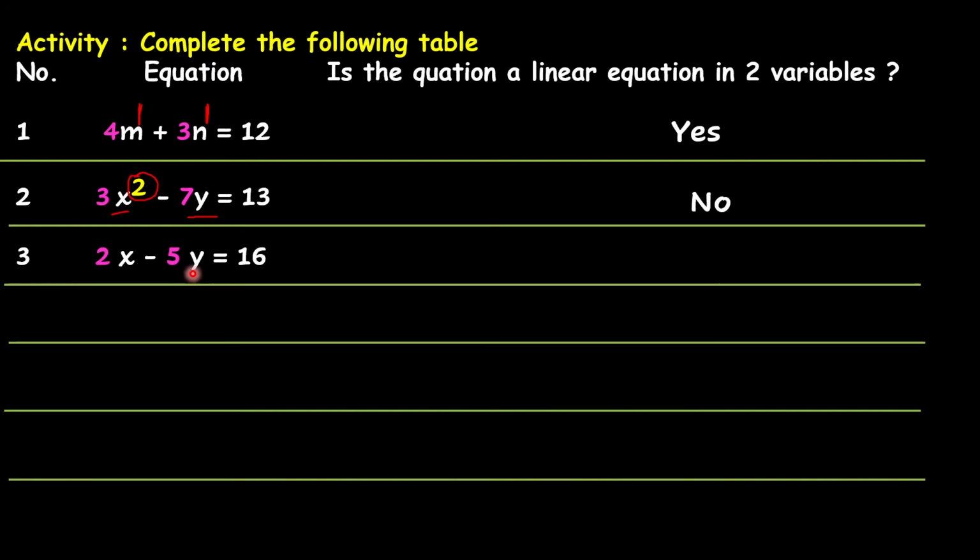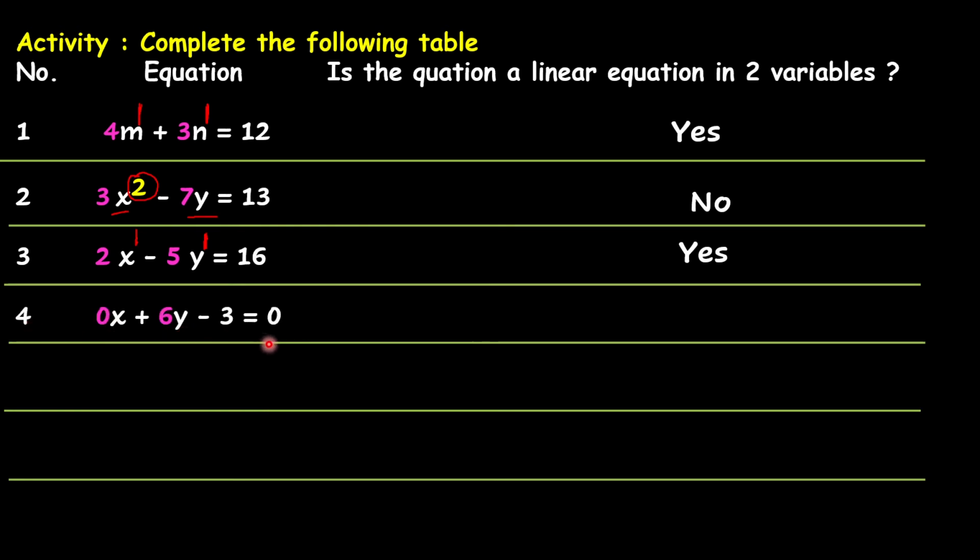Third equation is 2x minus 5y is equal to 16. Observe in this equation there are two variables x and y. In the first term, variable x has index 1, therefore degree of the first term is 1, and in the second term, variable y has its index 1. So, the degree of the second term is also 1. And the coefficient of variable x and y are not equal to 0 at the same time. So, we say that 2x minus 5y is equal to 16 is the linear equation in two variable.